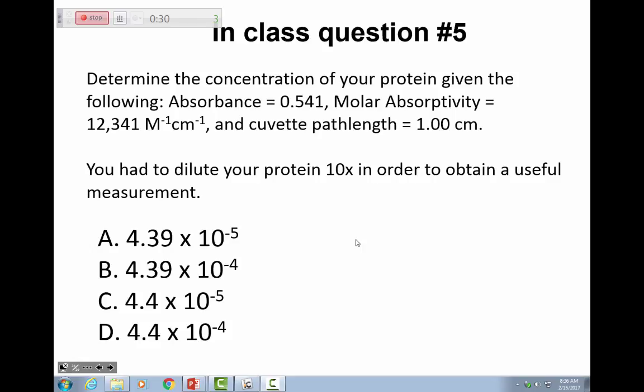You had to dilute your protein 10 times. Those of you in lab know what this means, 10x or 100x. That means it's 10 times more concentrated, but it's not a concentration, right? 10 times more concentrated in order to obtain a useful measurement in this linear range. Calculate what my protein concentration would be.